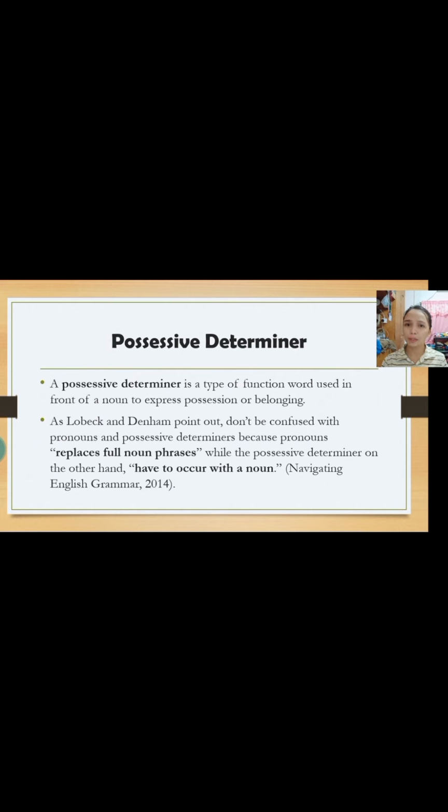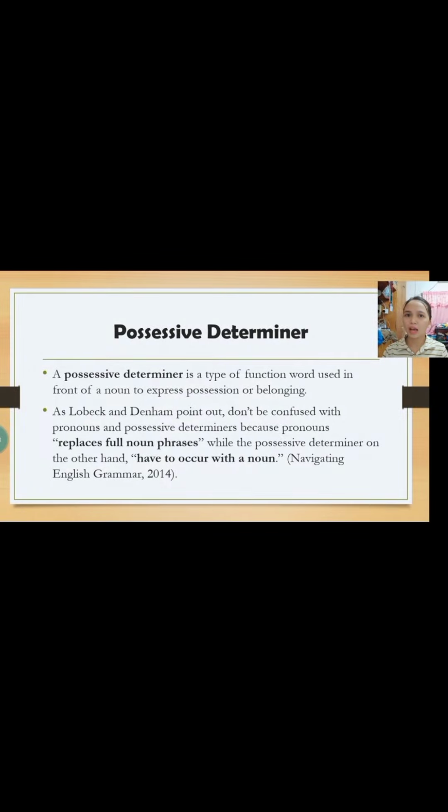The first topic is the possessive determiner. A possessive determiner is a type of function word used in front of a noun to express possession or belonging. As Lubeck and Denham point out, don't be confused with pronouns and possessive determiners, because pronouns replace full noun phrases, while the possessive determiner, on the other hand, has to occur with the noun. This sentence came from Navigating English Grammar, 2014.